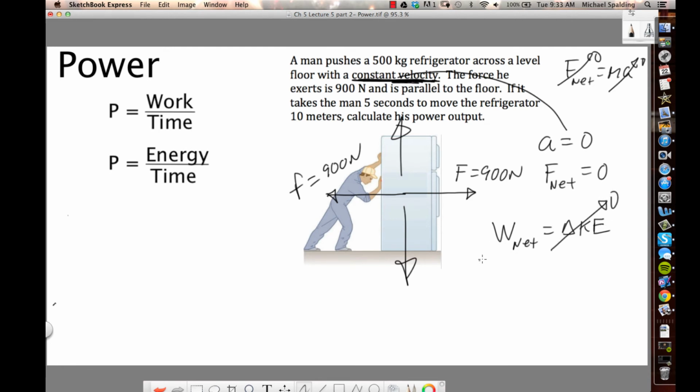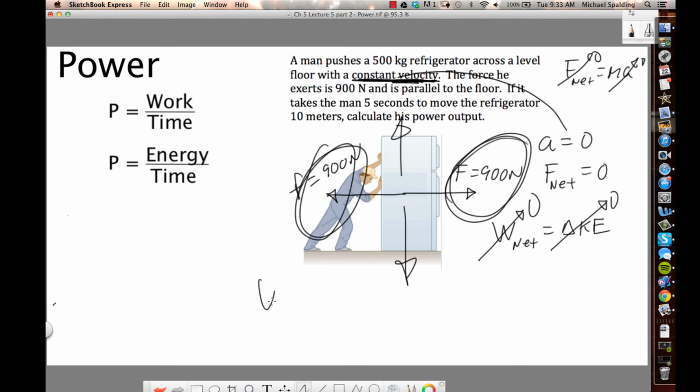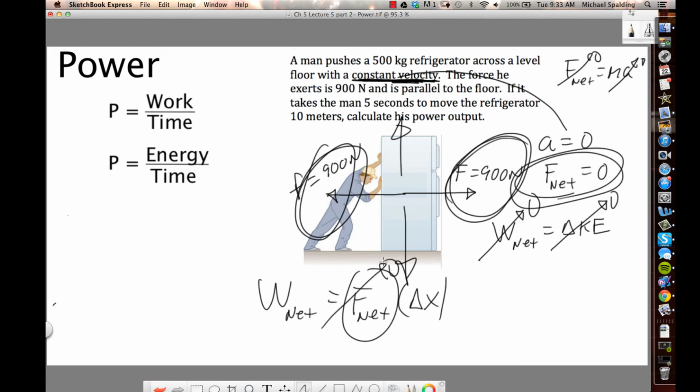Net force is 0, which means the work net is 0, which means the work of the guy is equal to the work of friction, right? Which makes sense because work net is going to be F net times displacement. What did we say the F net was? F net was 0, so work net is 0. That just kind of connects chapter 4 and chapter 5. You guys follow that? Okay.